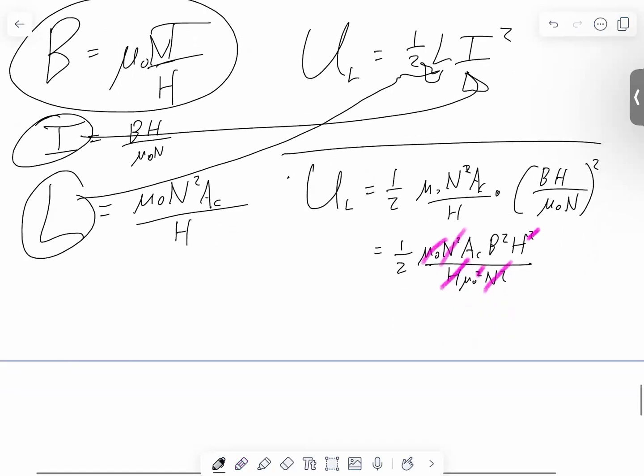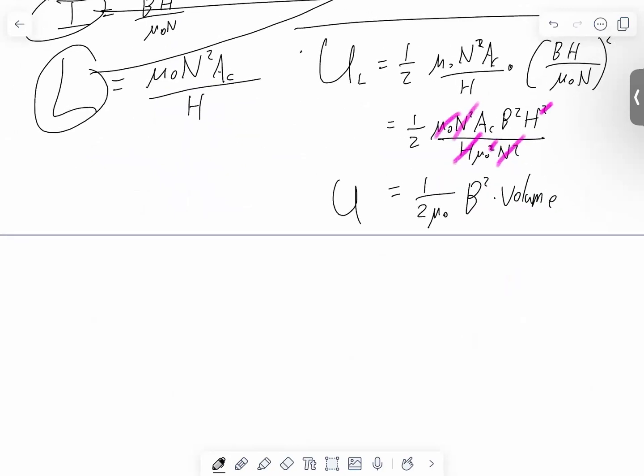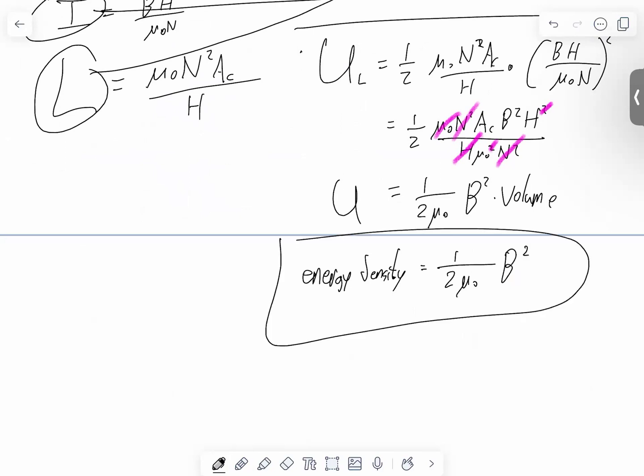I get one half mu naught B squared. What's h times cross-sectional area A_C? Volume. Oh, wait, hold on a second. So I can express this as energy density. Look, it's energy density. And this turns out to be a general result.